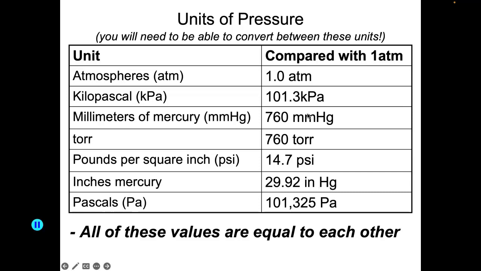Pascals and kilopascals, you can notice they're very similar. This is 1,000 pascals, so that's why our decimals moved over. Okay, and it's all compared to 1 atmosphere. And really, 1 atmosphere is how much pressure we have if you were to stand at sea level. And all these values are equal to each other, so we can convert between them using dimensional analysis.